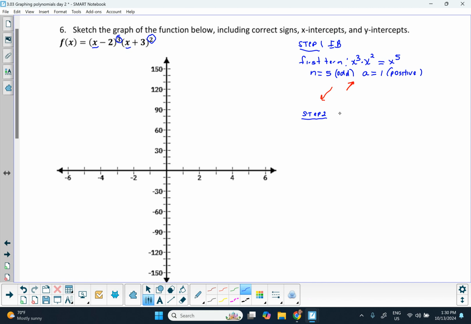So step 2 is when you want to find the x-intercept. In this case, it's already factored for you, so you don't have to worry about that. And what you want to do is set each of the factors equal to 0.